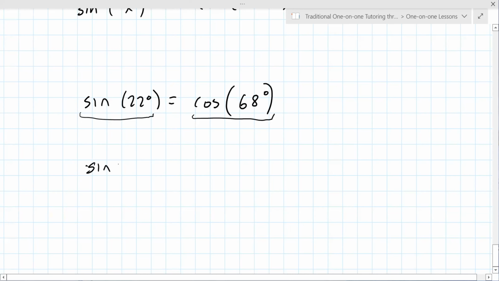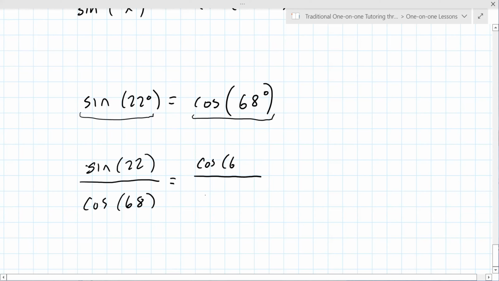So let's say I asked you for the sine of 22 divided by the cosine of 68. You can substitute in and say, all right, the sine of 22 is really the cosine of 68, over the cosine of 68. They're the same on the top. So it becomes 1.